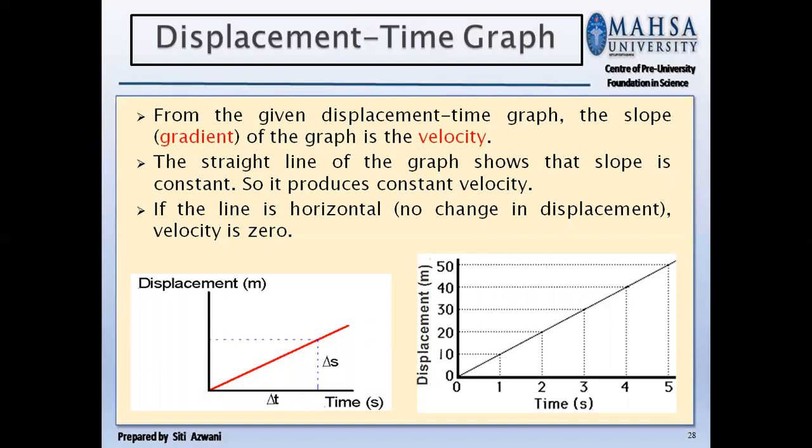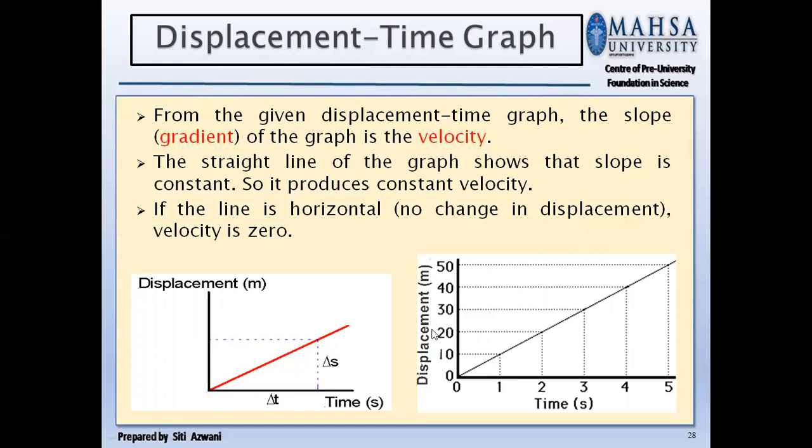displacement versus time. Obtaining information from the graph. This is an example. From the given displacement-time graph, the slope of the graph is the velocity. When you plot displacement versus time and calculate the slope, the gradient of the graph is equal to the value of the velocity. The straight line of the graph shows that the slope is constant, so it produces a constant velocity. If the line is horizontal, there is no change in displacement, the velocity is 0.